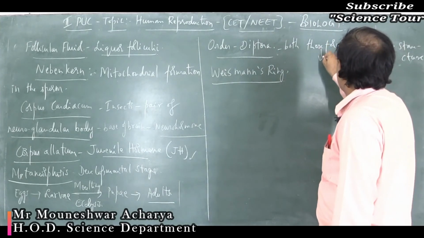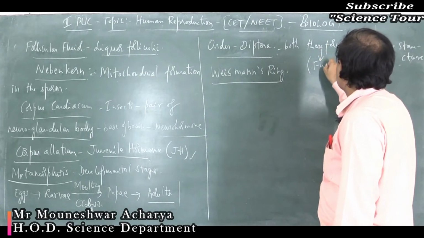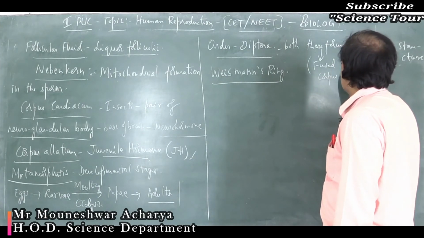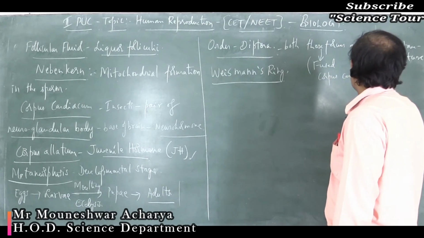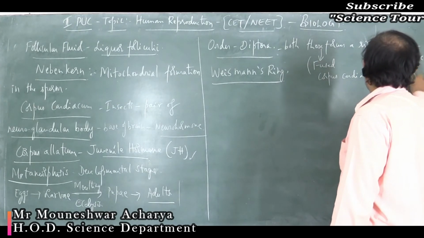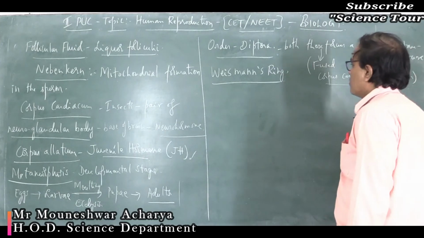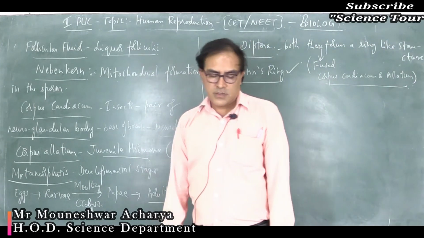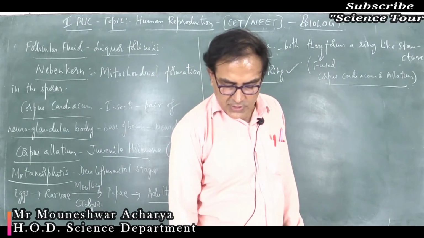Both these are fused. This is corpus cardiacum and allatum, fused to form Weismann's ring. So the right option is option 3.